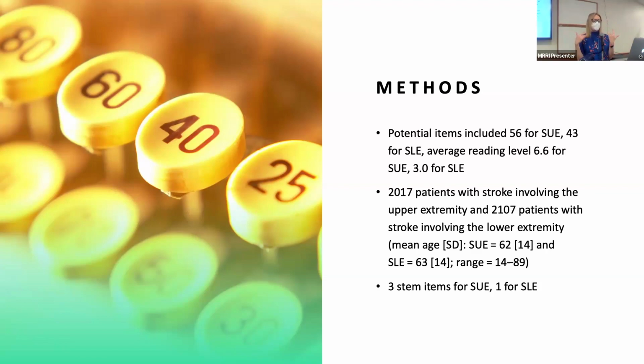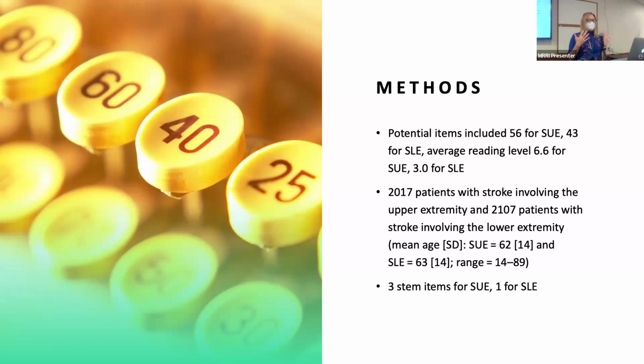Unfortunately, we could not get it there for both. You see the stroke lower reading level is 3rd grade. It's 6.6 grade for stroke upper, and it has to do with having to talk about the arm that's affected by the stroke. It was that wording that made it a little more complex. So we started capturing data from a potential of 2,017 patients with a stroke involving upper extremity disability, and then 2,107 patients with stroke involving lower extremity involvement.